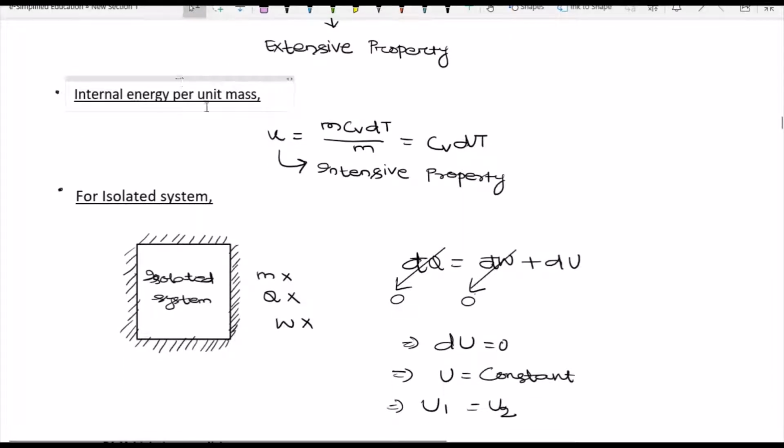Next is internal energy per unit mass. If we divide the internal energy formula, mCvdT, by m, then we will get only CvdT. Then it will behave as an intensive property. That means U divided by m, an extensive property divided by mass, will be an intensive property.